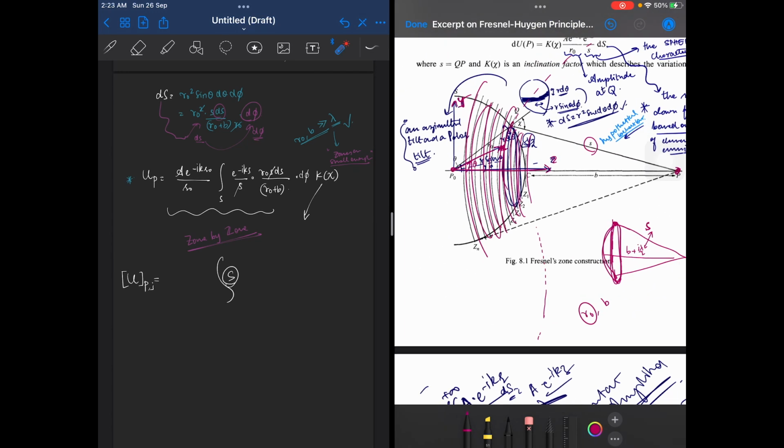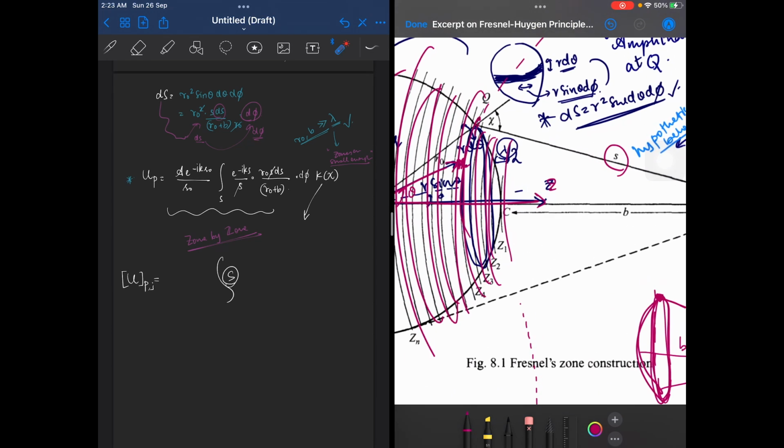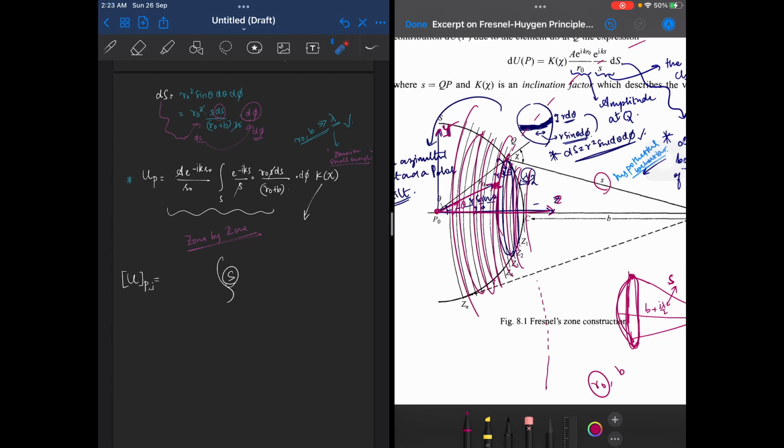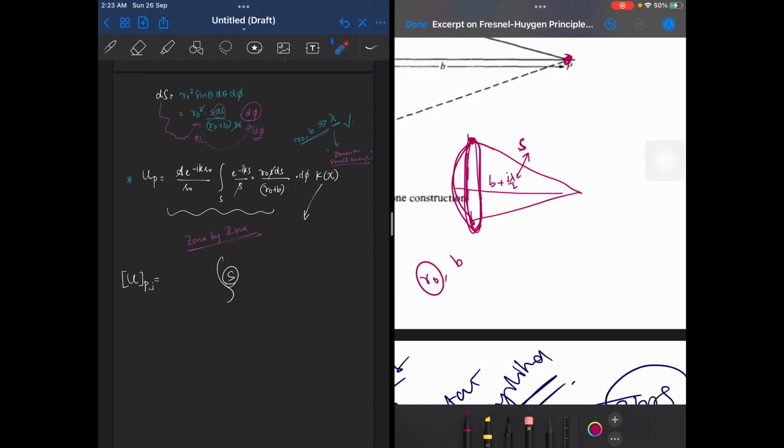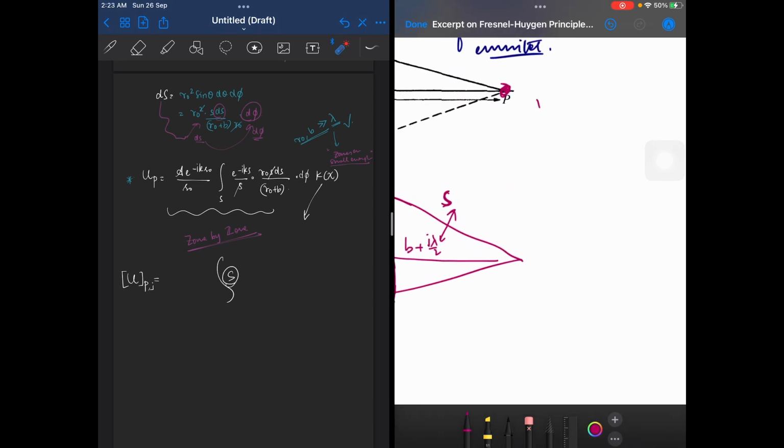Okay, I don't know. I mean, okay, let's see this. Plane waves fall like this. You're saying S is like this. So what does it mean?